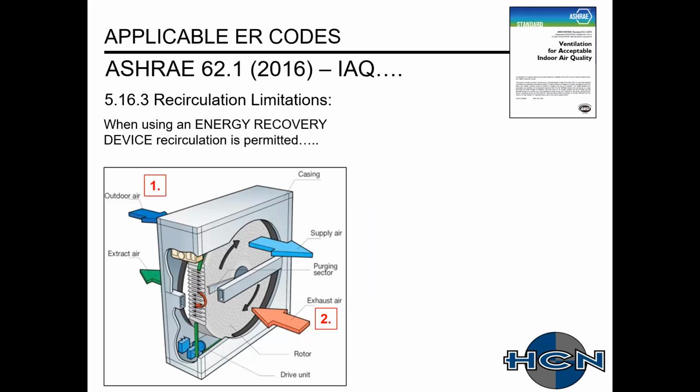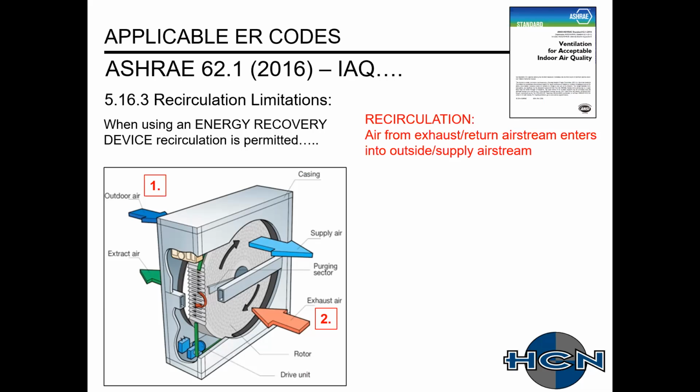The last code we'll talk about is 62.1 for indoor air quality. There's a section that has your recirculation limits. When using an energy recovery device, recirculation is permitted. There's our picture down once again of our energy recovery device. Recirculation has to do with the air that comes from the exhaust return airstream and enters into the outside air supply airstream.